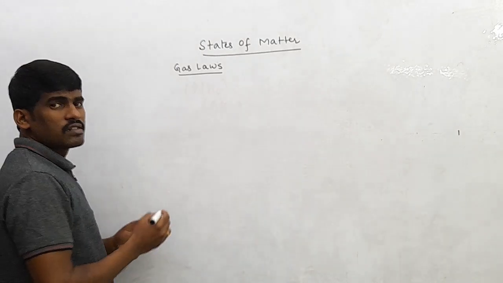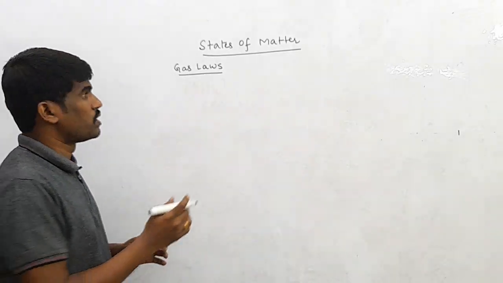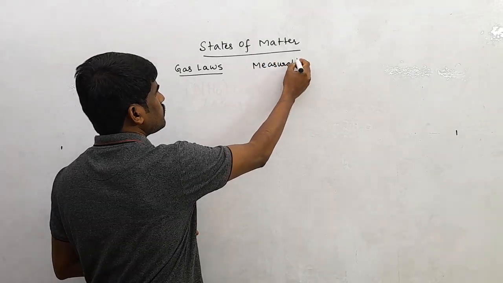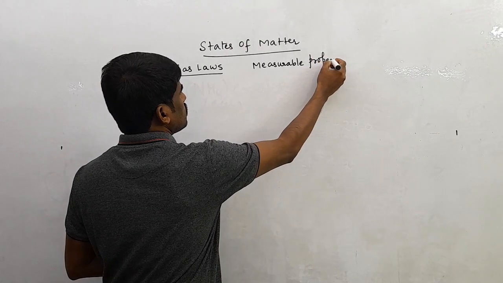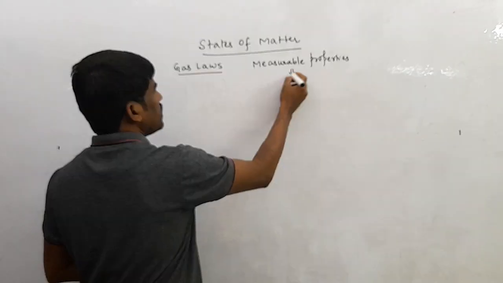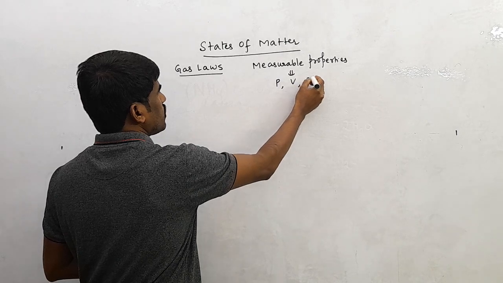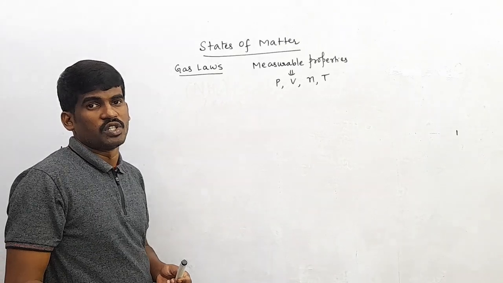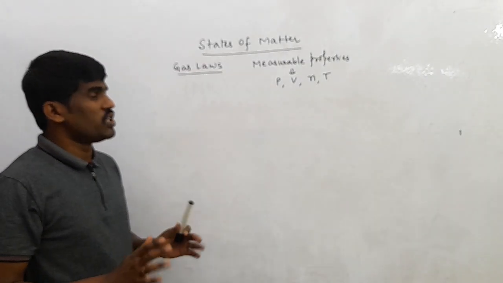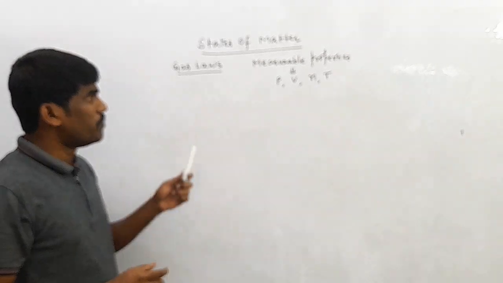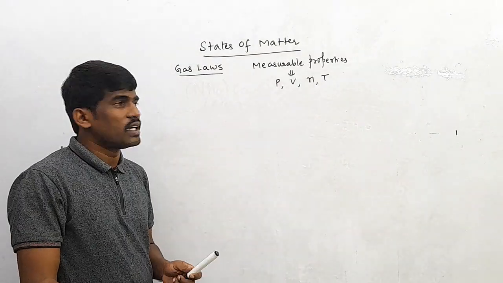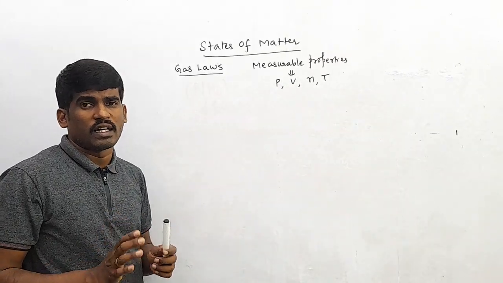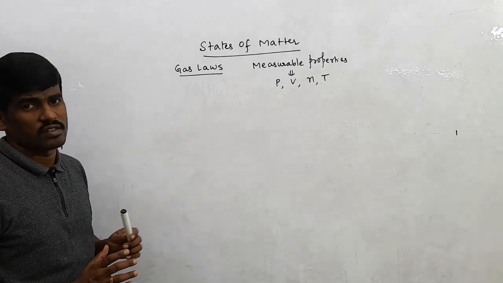To understand the gas laws, there are a few measurable properties of the gases that can be taken. One is pressure, second one is volume, n stands for number of moles, and another one is temperature. These are the measurable properties, and by using these measurable properties we can explain gas laws. If you would like to understand properties of the gases, we need to study gas laws.